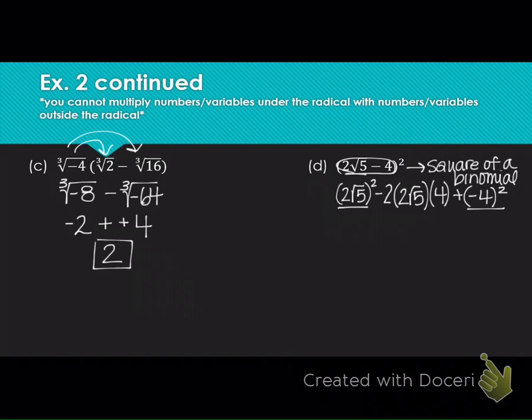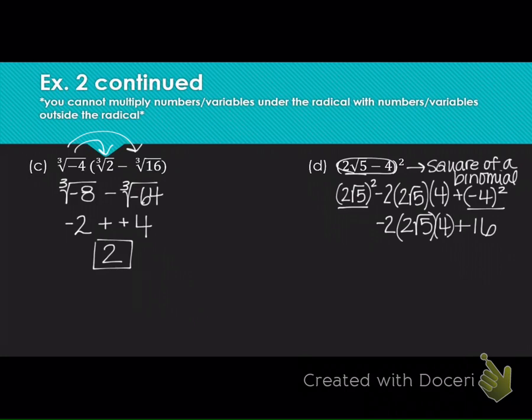Now, let's go ahead to the end. Let's do the -4 squared because that's really simple. What is -4 squared? 16. Positive 16. Awesome. And then we're going to go ahead and bring down the -2 times 2 times the square root of 5 times the 4, because we're not doing anything with that right now.